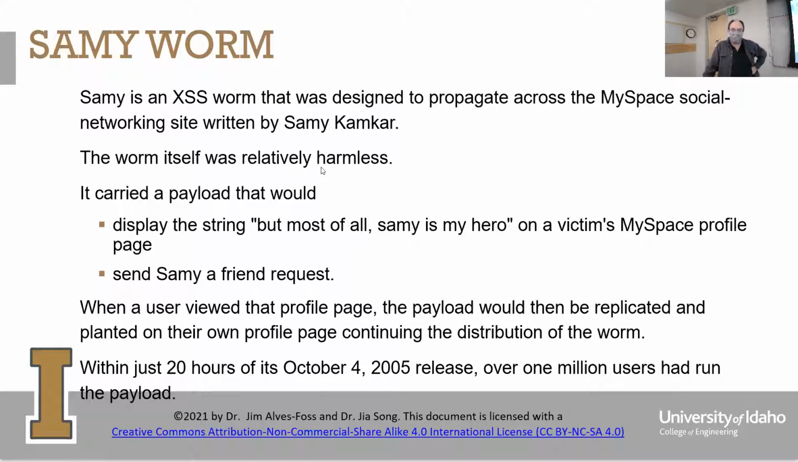Samy is a cross-site scripting worm designed to propagate across the MySpace social networking site, written by Samy Kamkar. It was relatively harmless. It carried a payload that would display the string, but most of all, Samy is my hero, on their MySpace profile, and then send Samy a friend request. When they viewed that profile page, the payload would then replicate and be planted on their own profile page, so that now when anybody visited their site, it sent Samy a request and added this stuff. Within 20 hours, over 1 million users had run this payload back in 2005. Samy had 1 million friends.